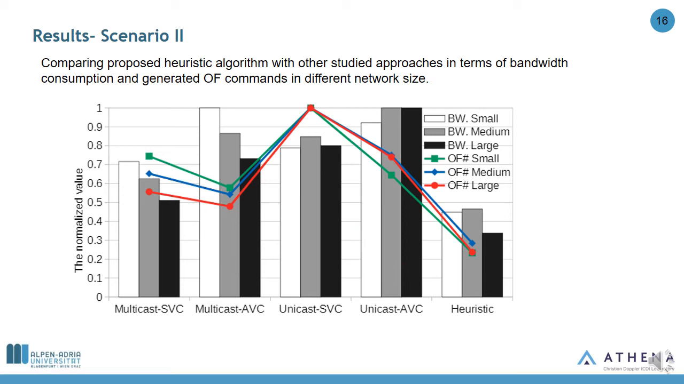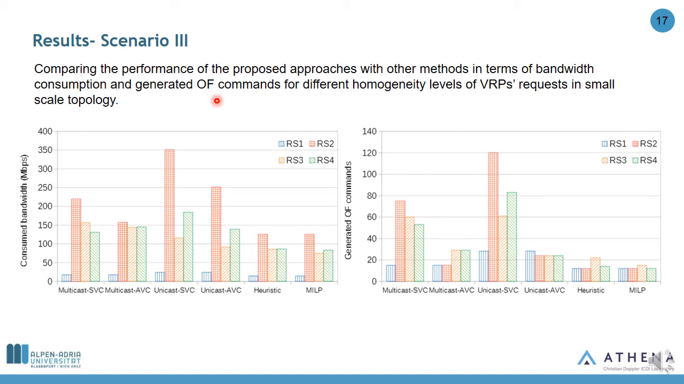In the third scenario, we compare the performance of the proposed approach with the other methods in terms of bandwidth consumption and generated ORF commands for different homogeneity levels of VRP requests in a small scale topology. We have four sets here. In RS1 and RS2, all the VRPs requested the same quality, but in RS1 all VRPs requested the lowest quality, and in RS2 all VRPs requested the highest quality. In RS3 and RS4, VRPs requested different qualities, but in different order.